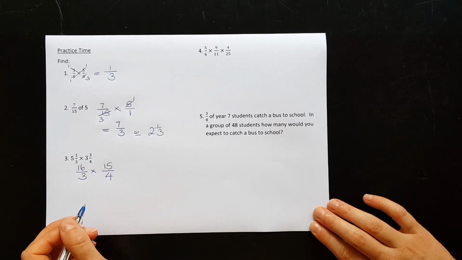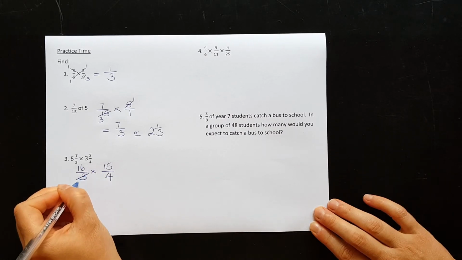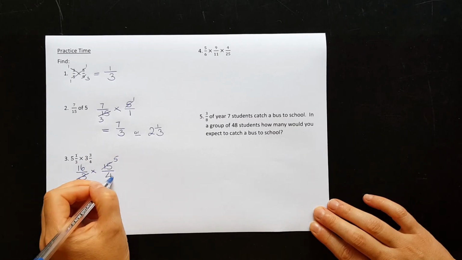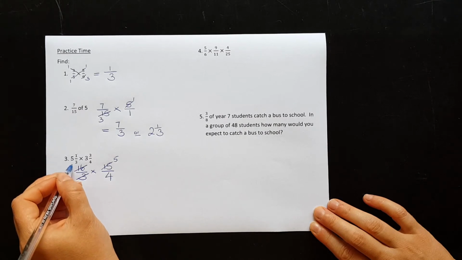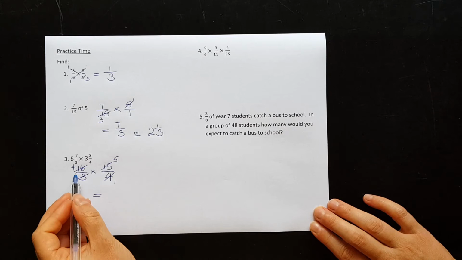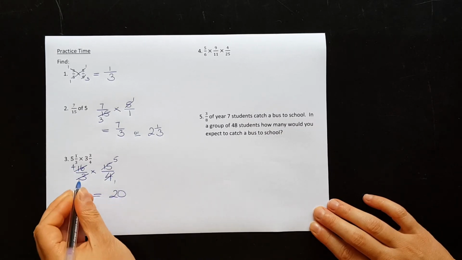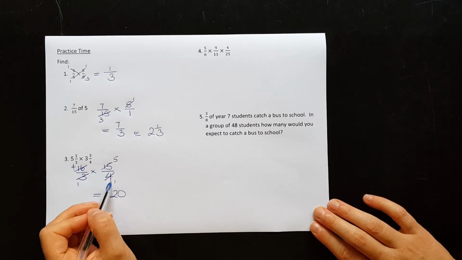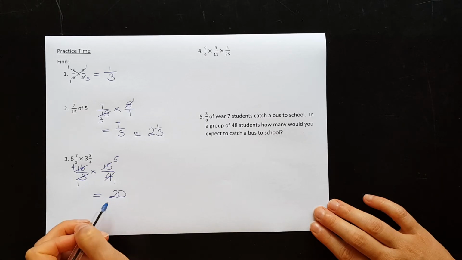Looking for cancelling. The 3 and the 15 we can divide by 3. Give me 1 there and a 5 there. 16 and 4 we can divide by 4, which will give a 4 here and a 1 there. Okay, so that will give an answer of 4 times 5, which is 20, over 1 times 1, which is 1. If you ever miss any cancelling in here, it just means you might have to do some cancelling in your answer, and that's fine.